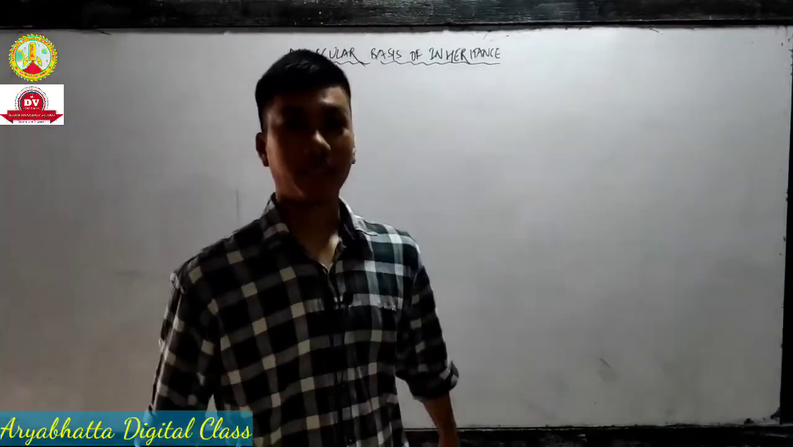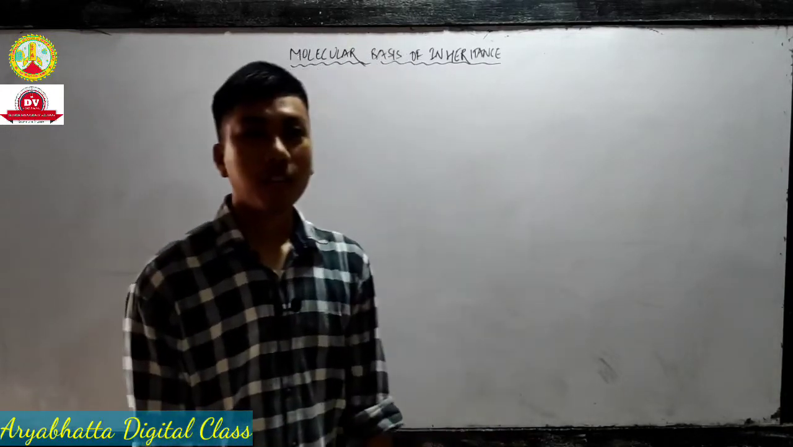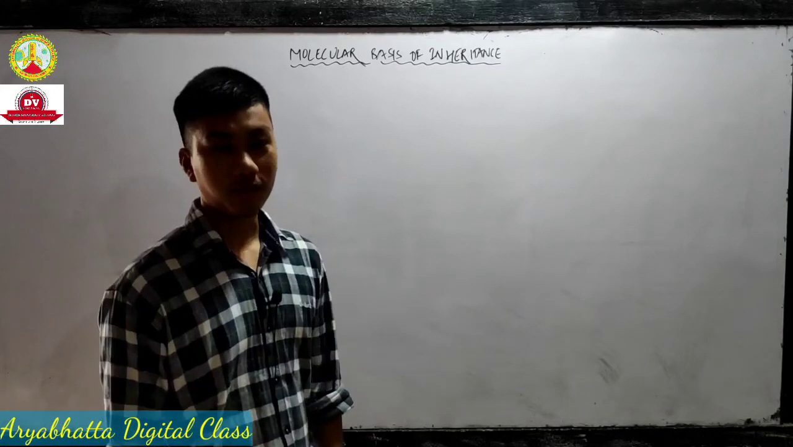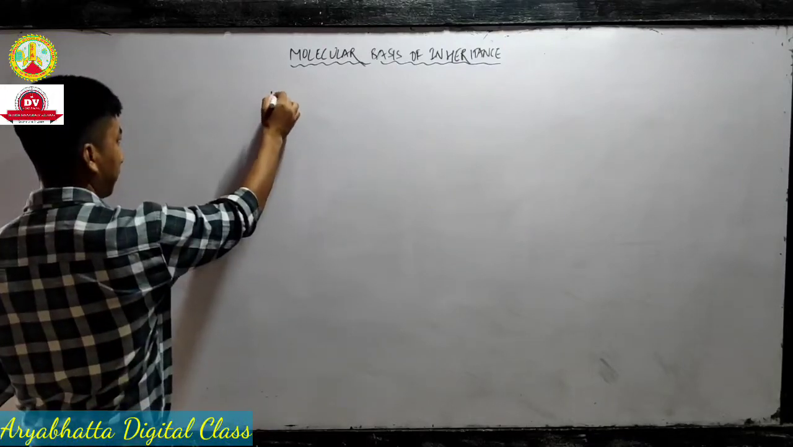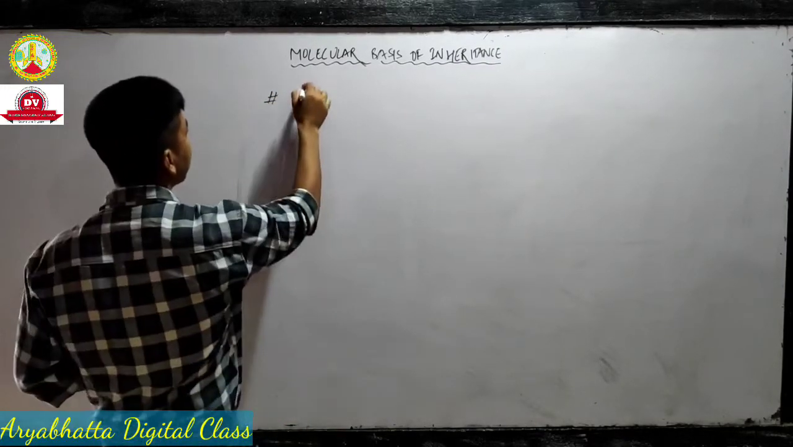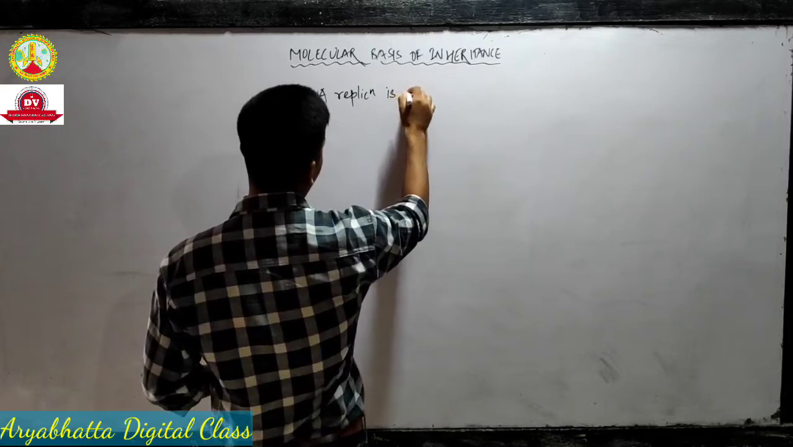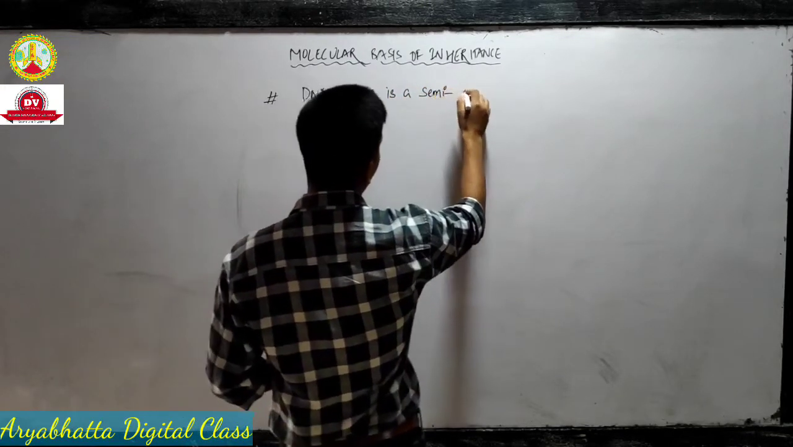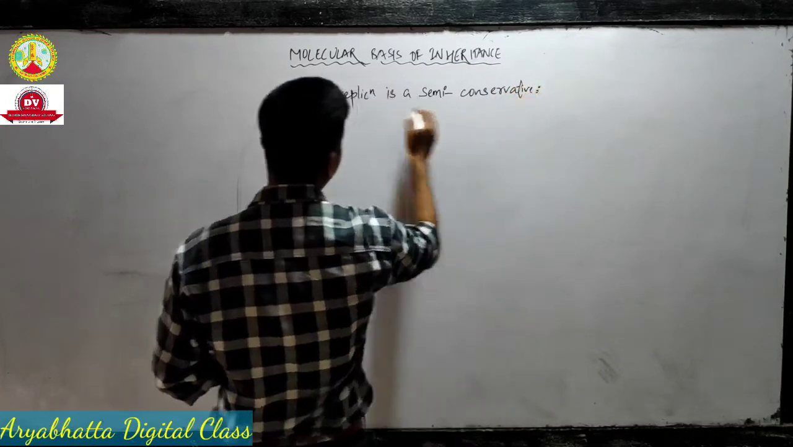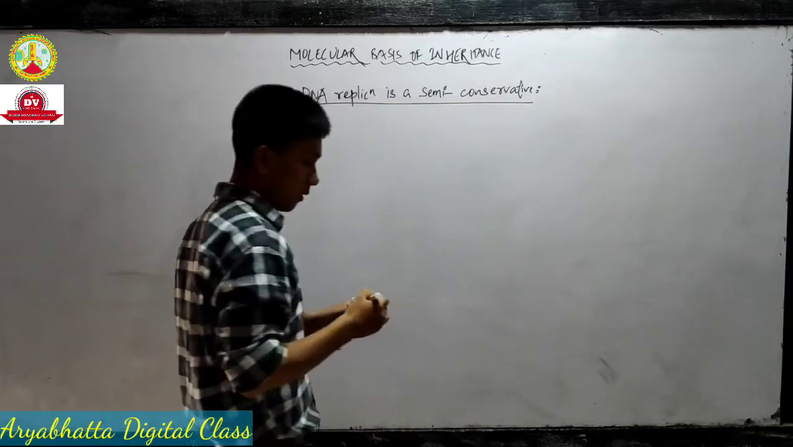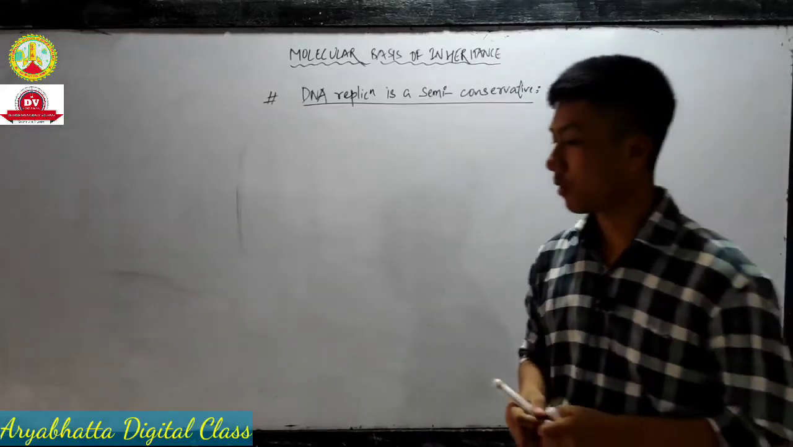Okay everyone, welcome back. We have seen DNA replication, and we have seen all the enzymes that help during the replication process. Today we will see that DNA replication is semi-conservative. A new topic. We have discussed replication of DNA. Now this DNA replication is said to be semi-conservative.